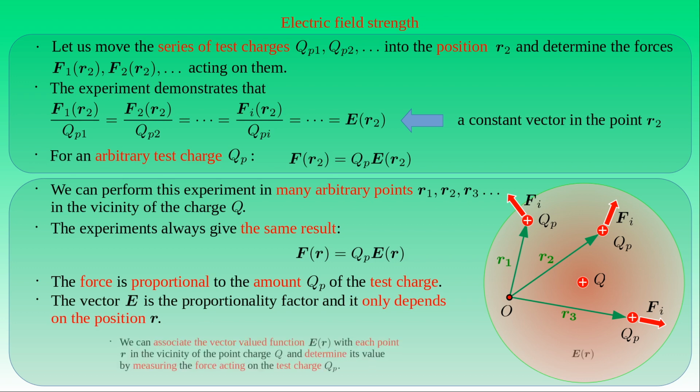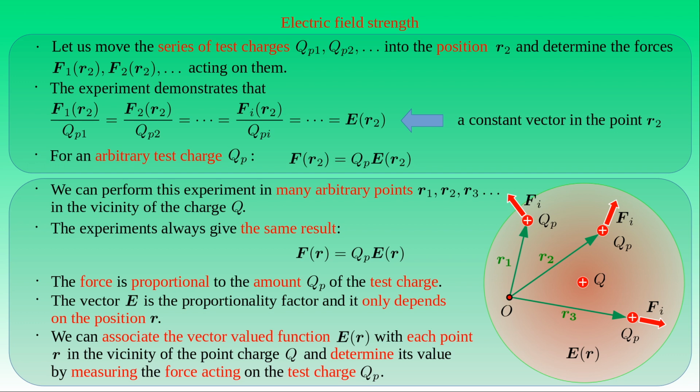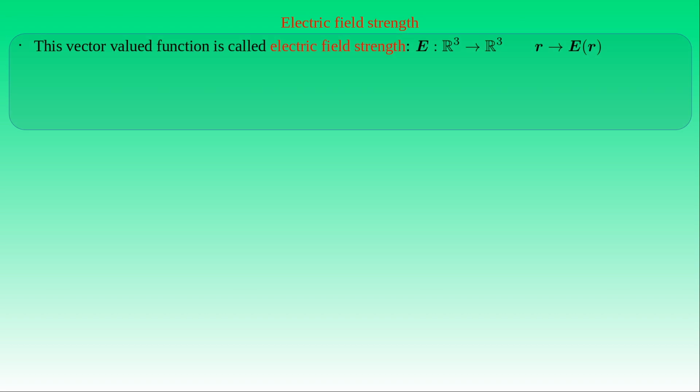Therefore we can associate a vector-valued function E(r) with each point r in the vicinity of the point charge Q, and determine its value by measuring the force acting on the test charge Qp. We interpret this vector-valued function as a quantity describing the electric field around the charge Q. We call the vector-valued function E the electric field strength, which assigns the vector E to each point in space.